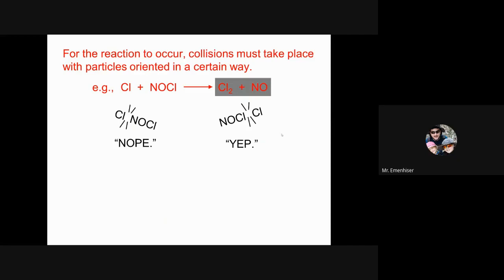They must hit kind of like a lock and key fit. If you're going to make a product, you're going to need a lock and key fit. They're going to need to fit together in order to make that product. And if they don't fit together properly, then you're not going to have a reaction.